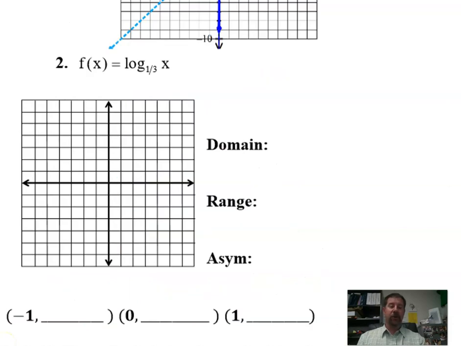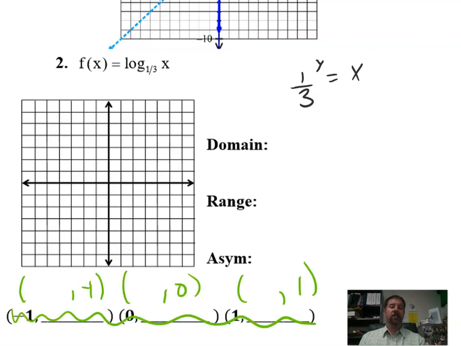Same idea for number 2 here. I'm going to start by changing my form. 1/3 is the base. F of x is the same thing as y to the x. And now I'm going to find my points, but again, I'm going to plug in for the y's, not for the x's. And you're going to plug in -1, 0, and 1. When you plug in -1, you flip it. 0, you always get 1. When I plug in 1, I get the base, so 1/3. And I want to graph these points. So there are my 3 points.